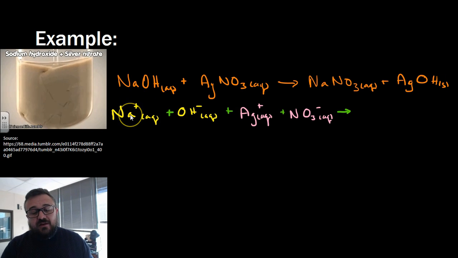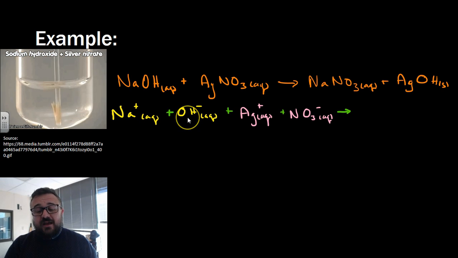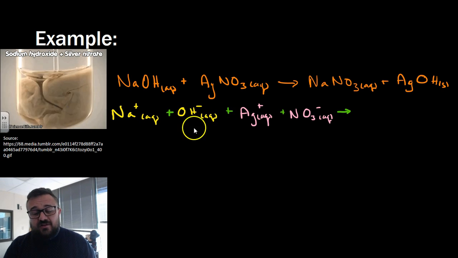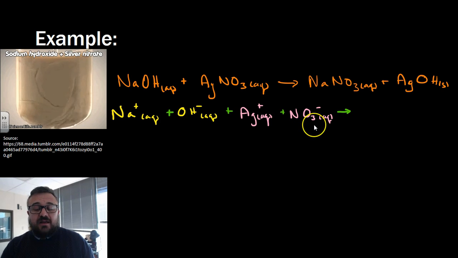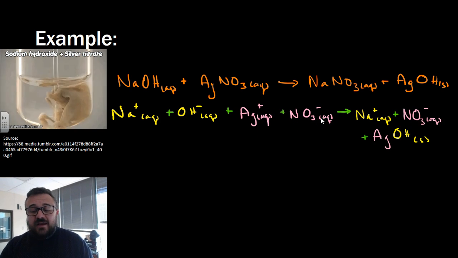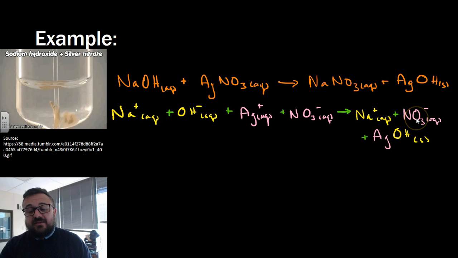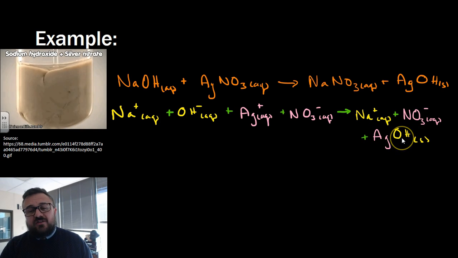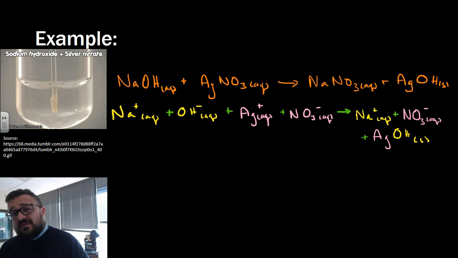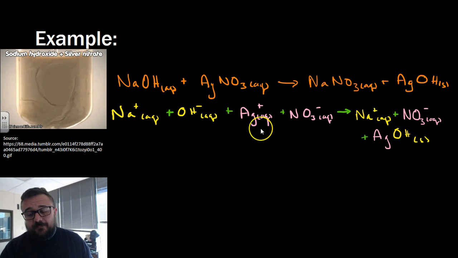So let's have a look at how this actually looks, so we see what's going on. This is a total ionic equation. We've got sodium ions and hydroxide ions, both in solution because they're aqueous. The silver ions and the nitrate ions are also in solution because they are aqueous. When we add them together, the sodium ion stays in solution, the nitrate ion stays in solution, but the silver and hydroxide ions become the precipitate. They precipitate out of solution and become a solid. And that's what it looks like over here.